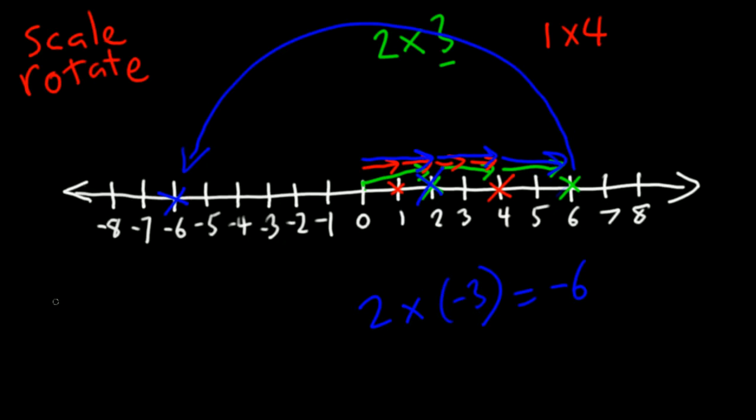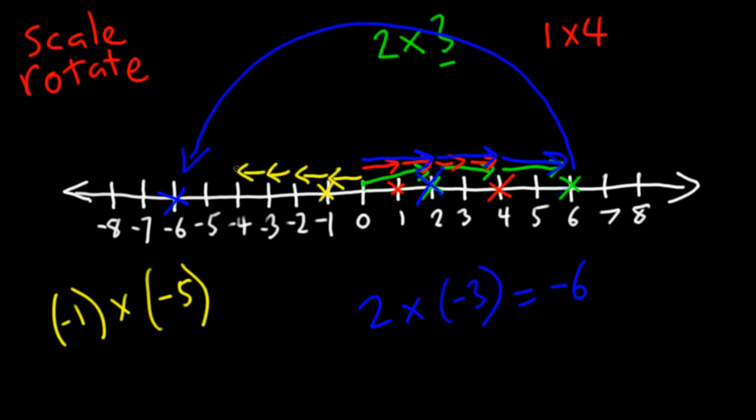How about taking a number like -1 and multiplying it by a negative number, -5. Well, I think of that as starting at -1, or having this arrow that points in this direction. And we're going to scale it 5 times. So that's once, twice, 3 times, 4 times, 5 times. And then from here, I'm going to flip it around because I'm multiplying by a negative number. I'm going to flip it around and rotate it over to +5.